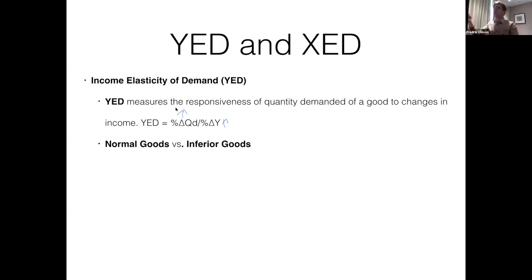In this case, you can see that both the percentage change in income and the percentage change in quantity demanded are positive. They're both going up, okay? What is that going to imply? Well, it implies that our YED will also be positive. So essentially what we're saying is normal goods will have a positive YED. So remember that whenever we have our income going up for normal goods, our quantity demanded will also go up, leading to a positive YED.